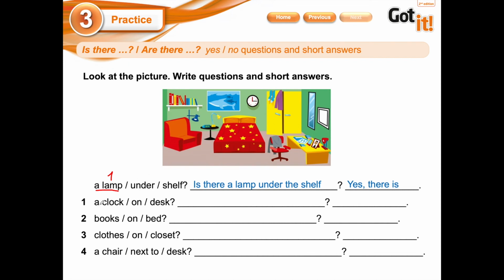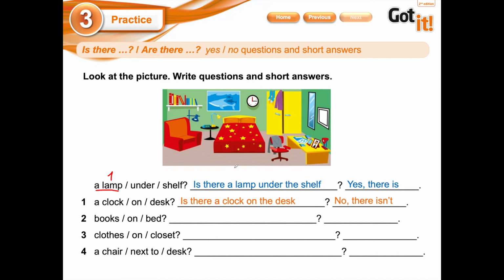Let's go with number 1. A clock. Again, it's very similar to this. So, is there a clock on the desk? And you pay attention to the photograph. Here you have a clock. No. So, no, there isn't.